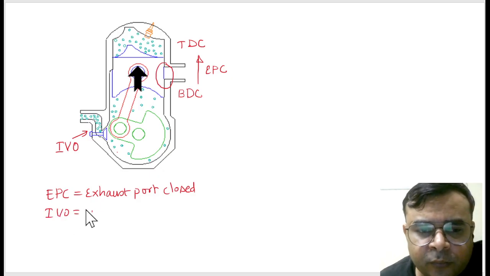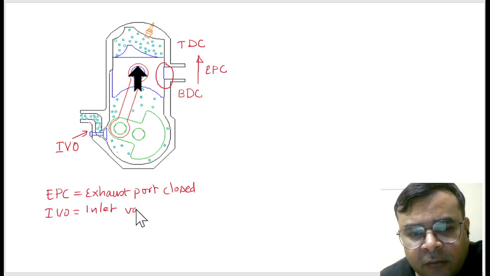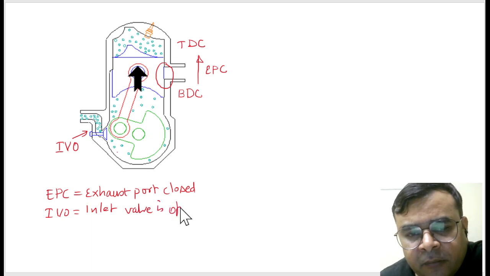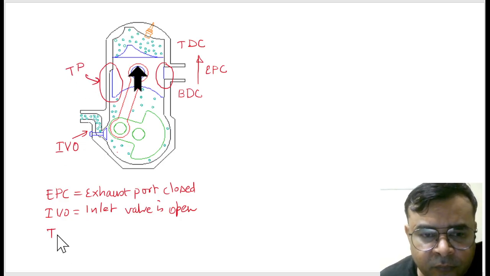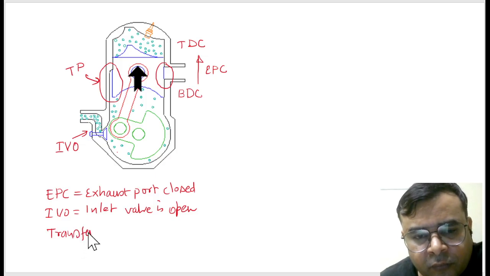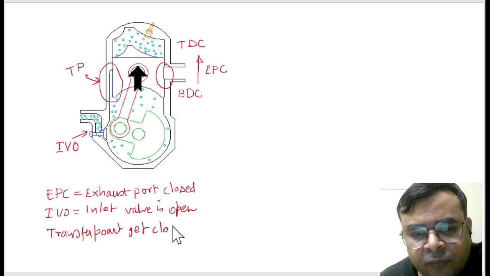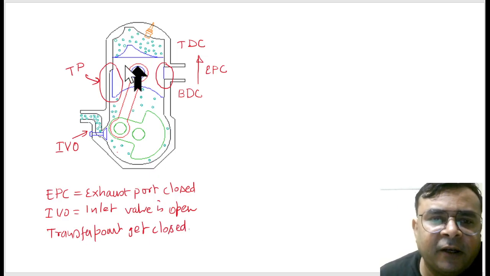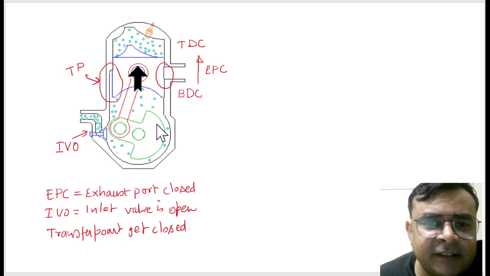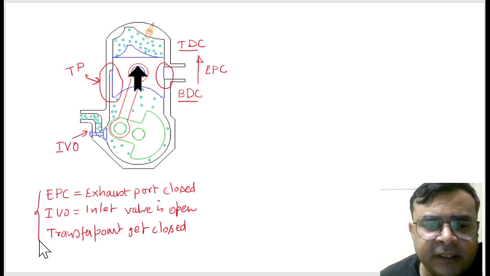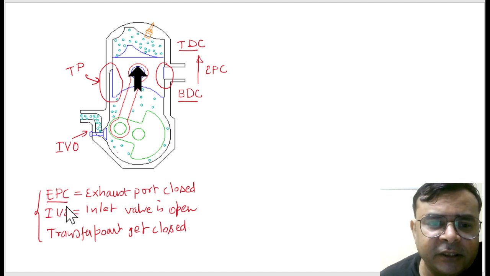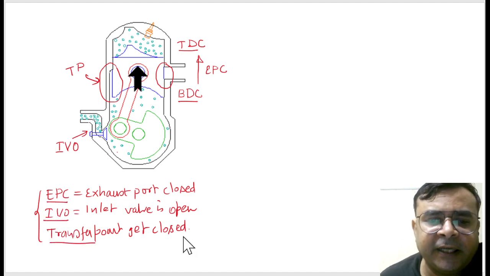And this is inlet valve, so this is inlet valve open. IVO means inlet valve is open, and this is a transfer port. In short, if I write, this is transfer port. Transfer port gets closed. Transfer port gets closed. Are you getting this? So at this stage, when piston is approaching from BDC to TDC, these three things are happening here. Okay, exhaust port is closed, inlet valve is open, and transfer port is closed.